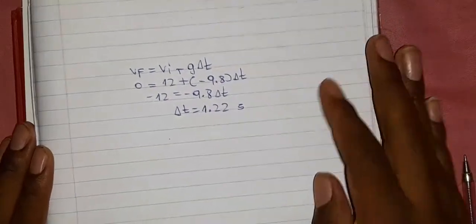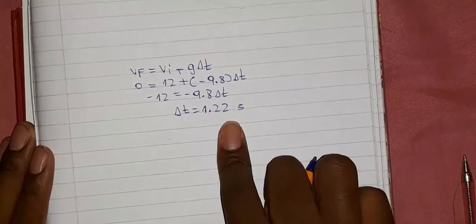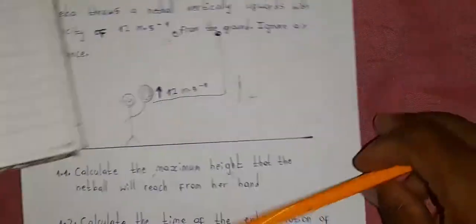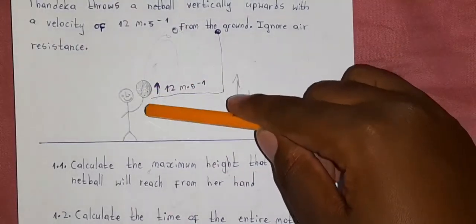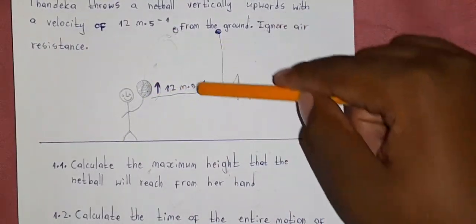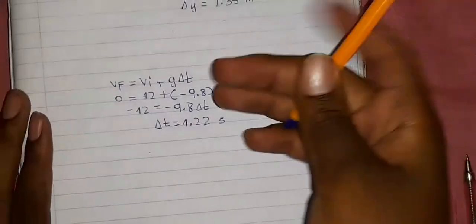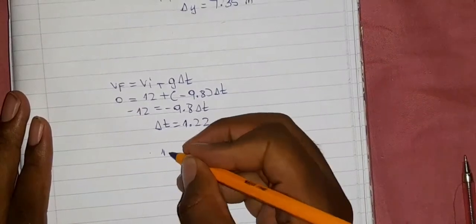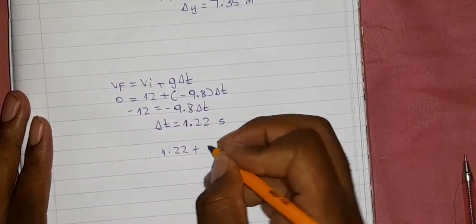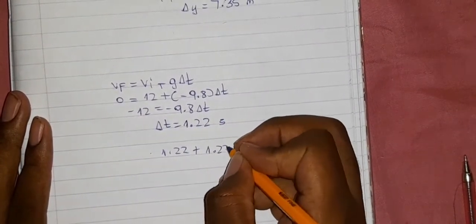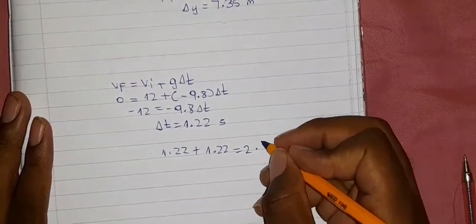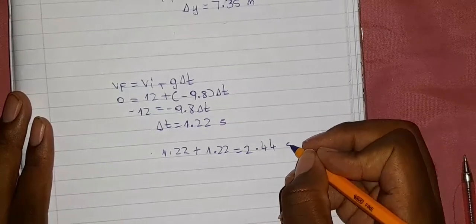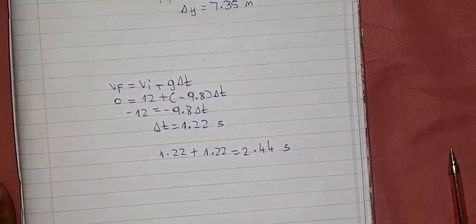1.22 seconds. So are we done there? No, we are not done, because this is the time it takes the ball to reach the maximum height. It takes 1.22 seconds to reach maximum height. It takes 1.22 seconds to come back. So what is the total time for the entire motion? Of course, it's 1.22 plus 1.22 seconds, which equals 2.44 seconds. So this is the total time for the entire motion.